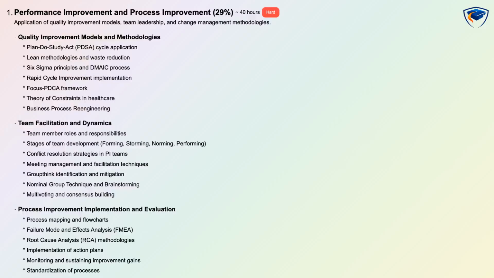and scenario-based questions that test use of the PDSA cycle, lean waste reduction, Six Sigma and the DMAIC process, rapid cycle improvement, focused CA, theory of constraints, and business process reengineering. You will also learn team facilitation and dynamics, including roles, stages of team development, conflict resolution, meeting facilitation, and collaborative techniques, plus process mapping, FMEA, root cause analysis, implementation of action plans, monitoring, standardization, and gap analysis to sustain gains.